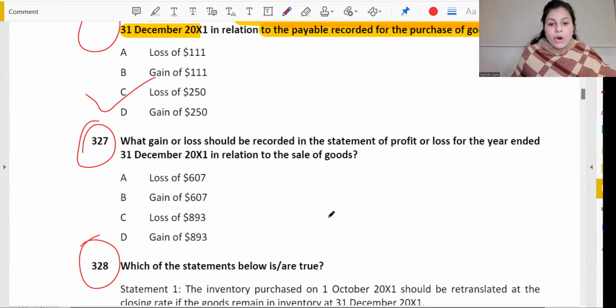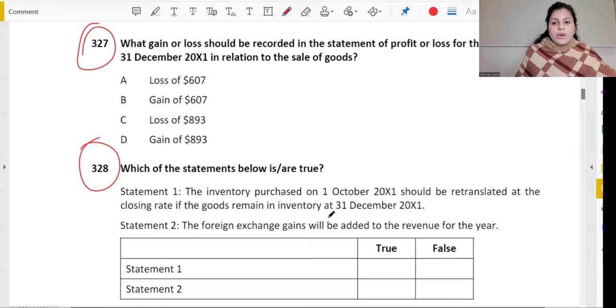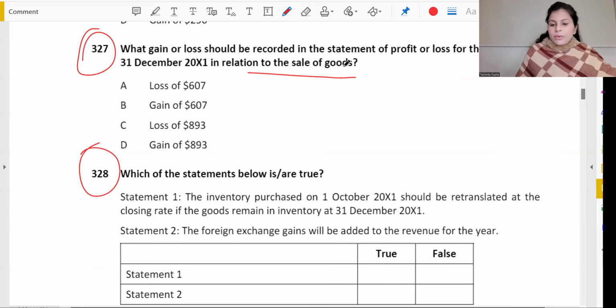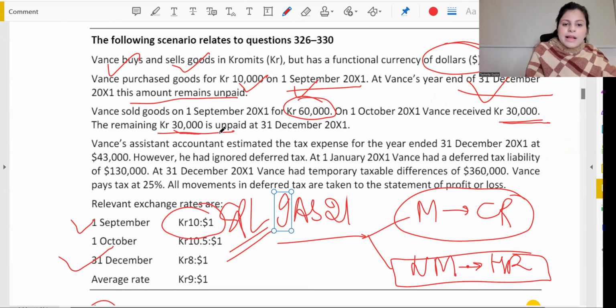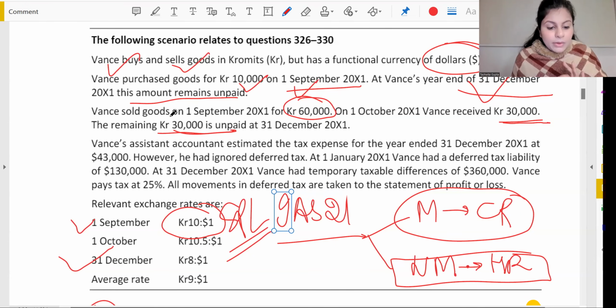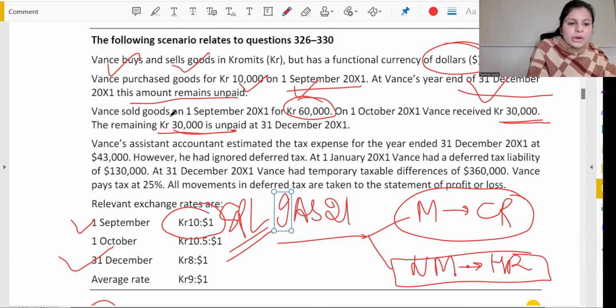What gain or loss should be recorded in the statement of profit or loss for the year ended in relation to sale of goods? So we have some sales that we've made. On 1st September, we've made a sale of 60,000 Cromits. On 1st October, we received 30,000 Cromits. The remaining 30,000 is unpaid. So what is your closing date receivable? Total sales you made were 60,000. Out of that, you've received 30,000. So the closing date receivable is 30,000 Cromits.